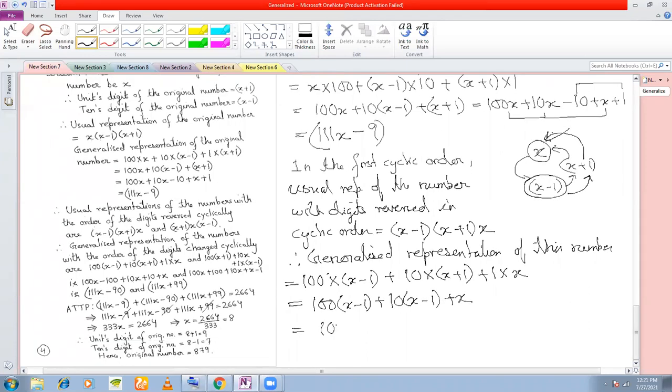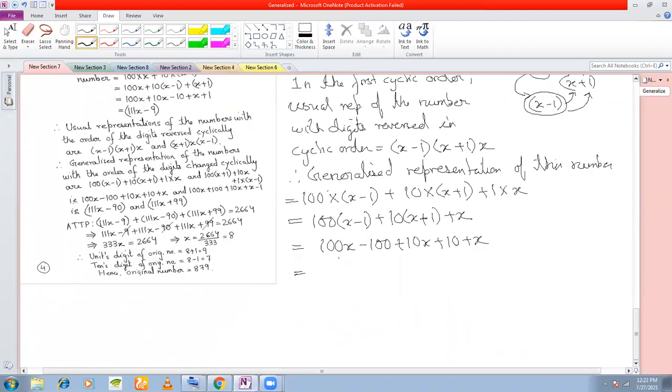So you get here 100x. But in the previous slide, you have written x plus 1. Which one should be x plus 1? The 10 into x plus 1. Okay. 100x minus 100 plus 10x plus 10 plus x. Now let's simplify this. So you have 100 plus 10 plus 1 times x, so again this will be 111x. And here you have minus 100 and plus 10. This will give you minus 90. Right? This is the first cyclic order.